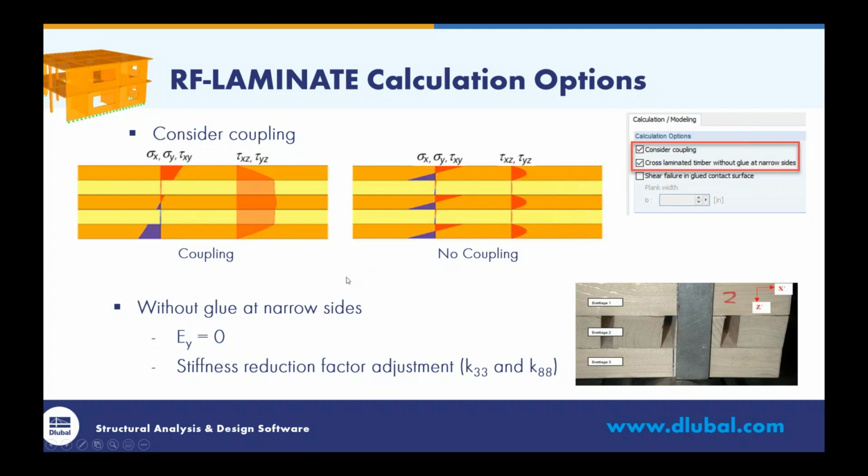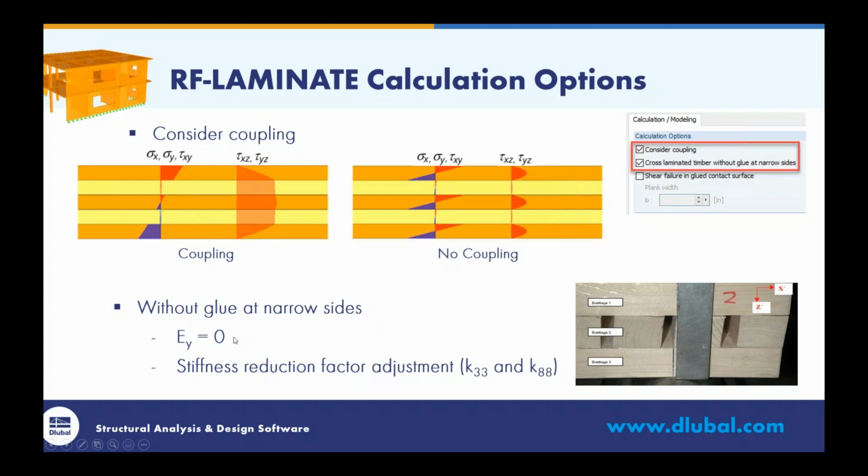The second option here, cross-laminated timber without glue at the narrow side. So this is fairly common with most manufacturers. So likely you'll end up checking this checkbox on. This is assuming that we do not have glue at the narrow side. So if we take a look at maybe an exaggerated cross-section here of a CLT panel, each layer includes individual board elements. And with this checkbox turned on, we're assuming that there is not glue between the narrow sides of these boards adjacent to each other.